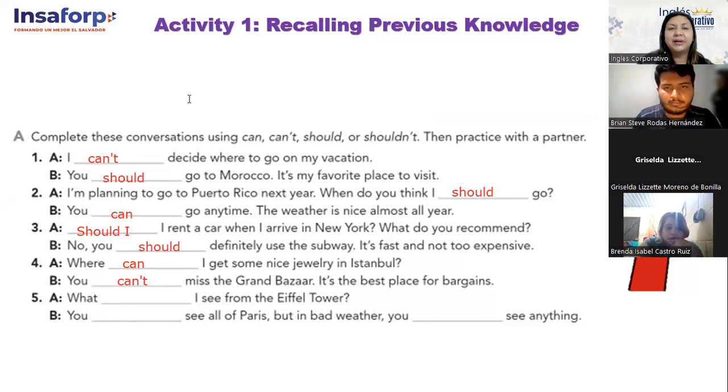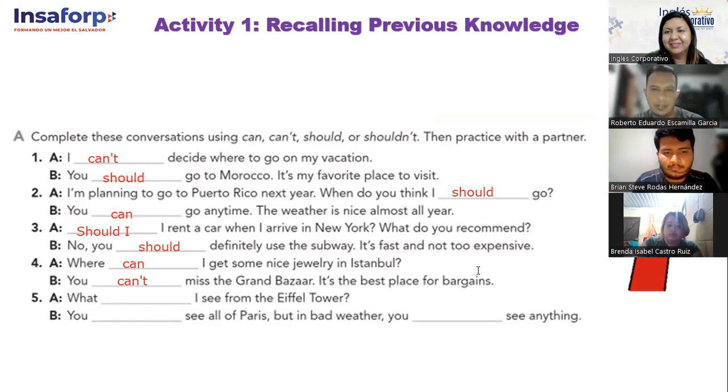Do you know what bargains are? Do you know this word, bargain? No idea? Okay, I will give you one example. Imagine you go to the market and you want to buy a t-shirt, and you say, okay, how much is it? It's $15.